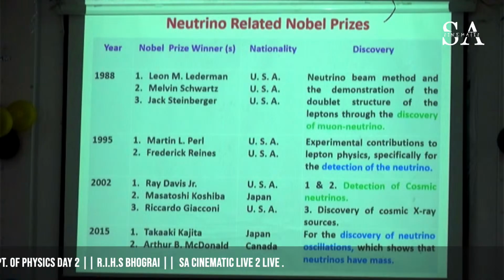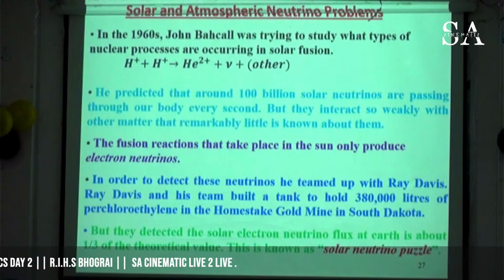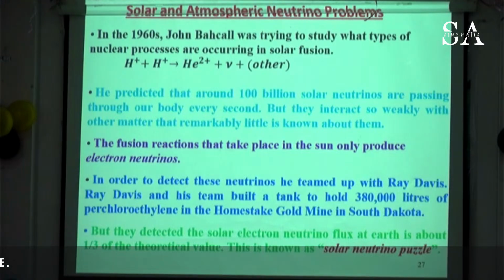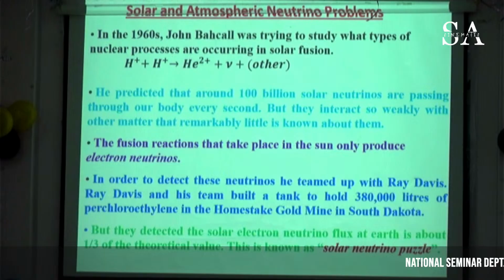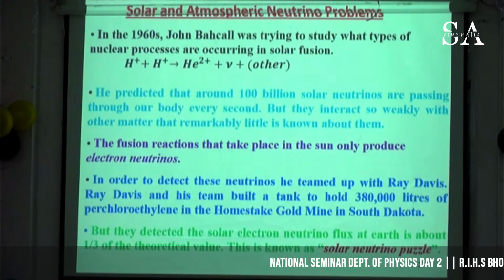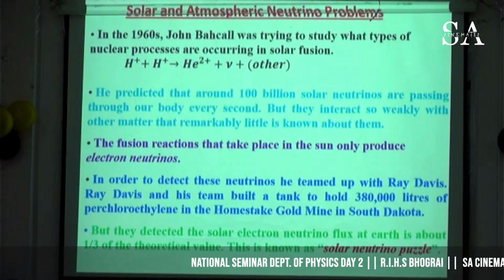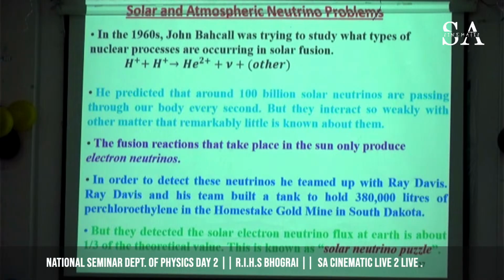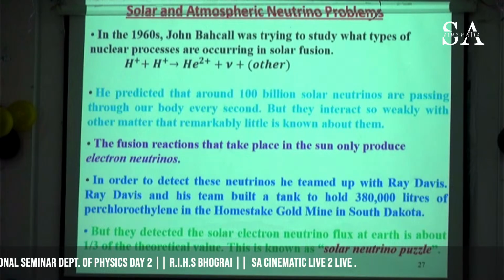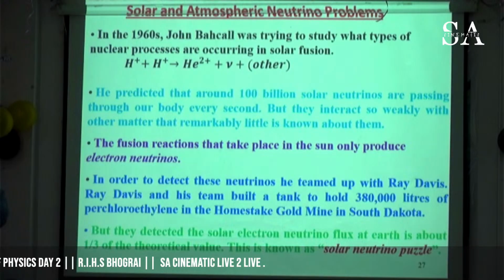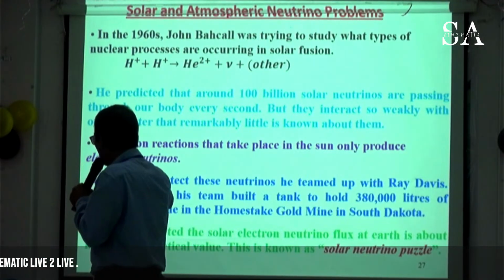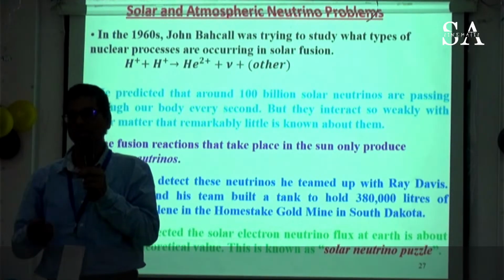Actually, there are some problems: the solar neutrino problem and the atmospheric neutrino problem. What I have said in 2-3 sentences: when we consider the sun, solar fusion, protons fuse to helium and so on. The neutrinos produced in the sun are basically electron type. But when they come from the sun to the earth and are detected in the laboratory, it is found that it differs from the theoretical expectation.